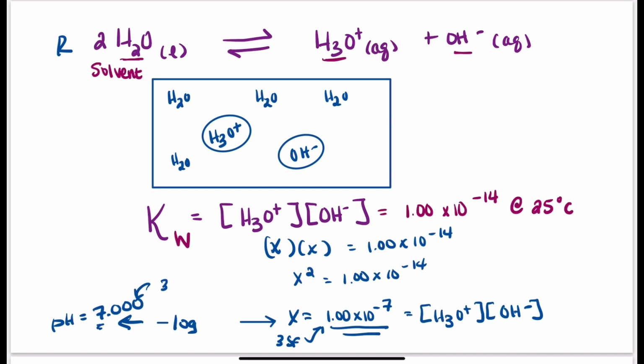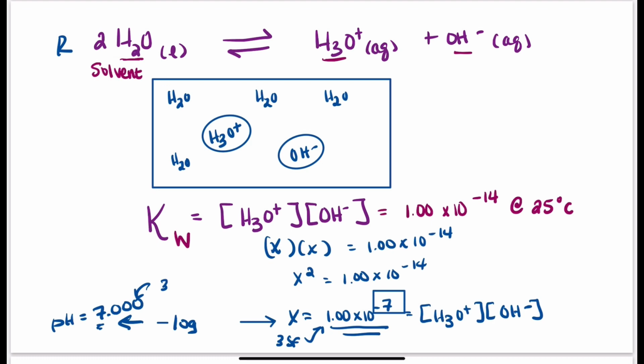The 7 in front is due to the log, and that's from this value up here, actually. So at neutral pH, meaning that I don't have an excess of either one, they're completely neutralizing each other, same amount of hydronium and hydroxide.